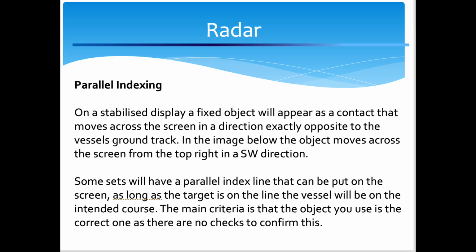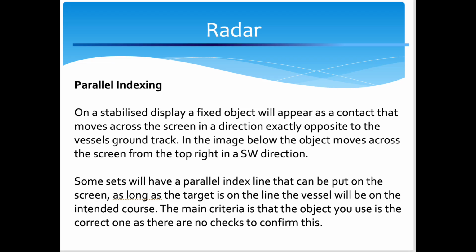This is the last of the navigation on the radar. We're going to talk about parallel indexing. We need a stabilized display, so north up, for this to work because we need the object we're using to stay in one place. Okay, so we need to find an object that we can identify. We've got to be dead certain that it is that object.